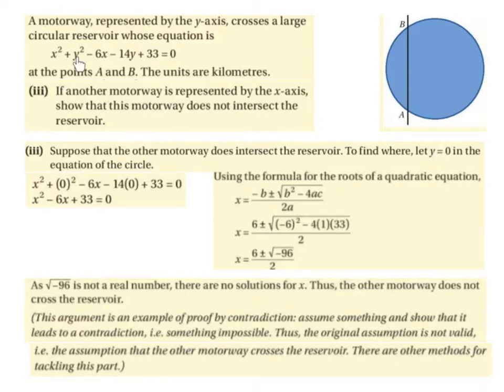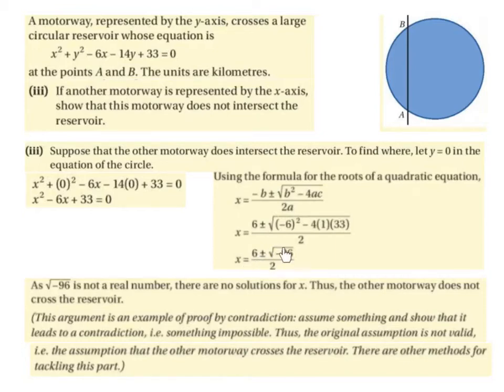So we swap each y value for 0, so we get x squared plus 0 squared minus 6x minus 14 times 0 plus 33 is equal to 0. This simplifies to x squared minus 6x plus 33 is equal to 0. Using the formula for the roots of the quadratic equation, the minus b formula, we have a being 1, b being minus 6 and c being 33. So subbing into the minus b formula, we get 6 plus minus square root of minus 6 squared minus 4 times 1 times 33, divided by 2, which simplifies to x equal to 6 plus minus root minus 96 divided by 2.